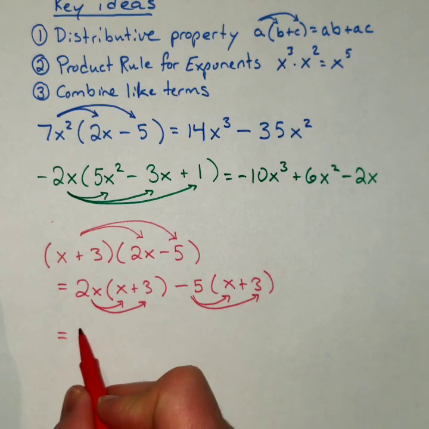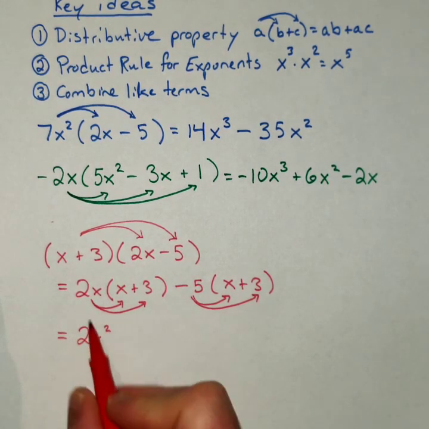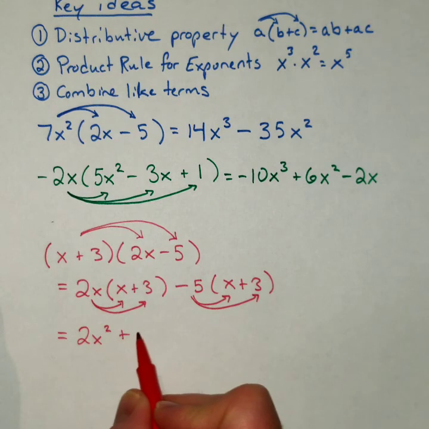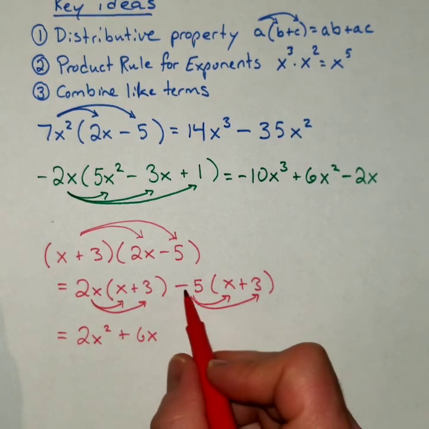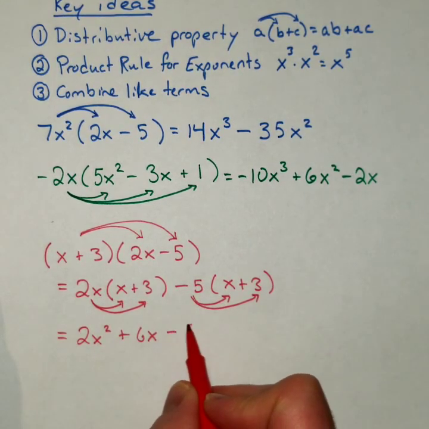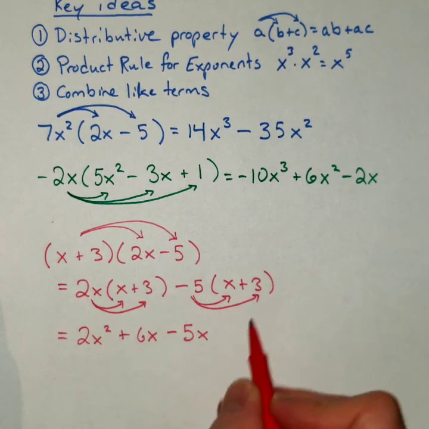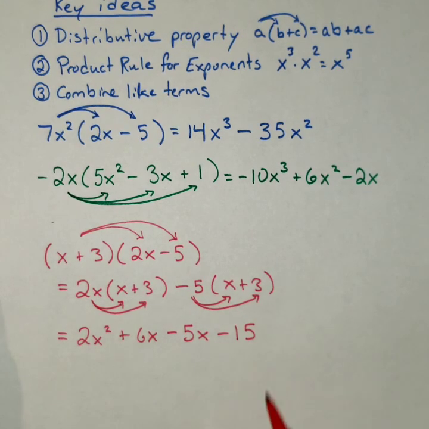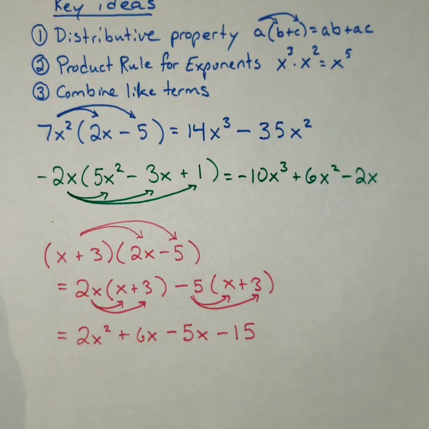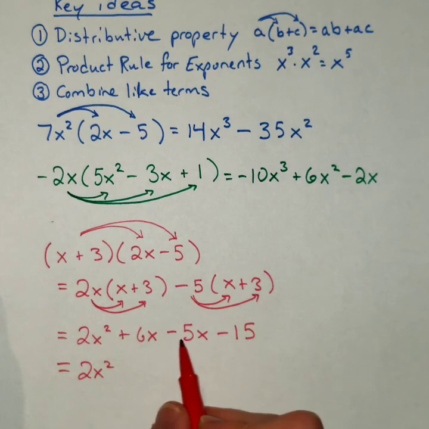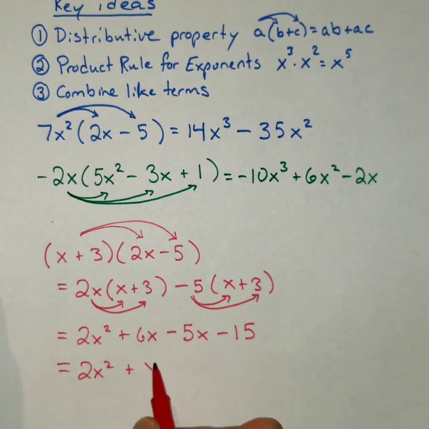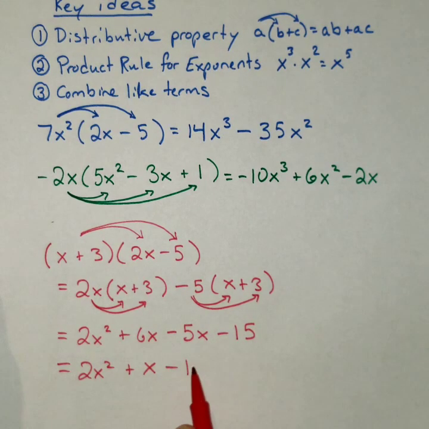2x times x is 2x squared. 2x times 3 is 6x. Minus 5 times x is minus 5x. And minus 5 times 3 is minus 15. And then I combine the like terms. Right? So 2x squared plus 6 minus 5 is plus 1. And then a minus 15 at the end.